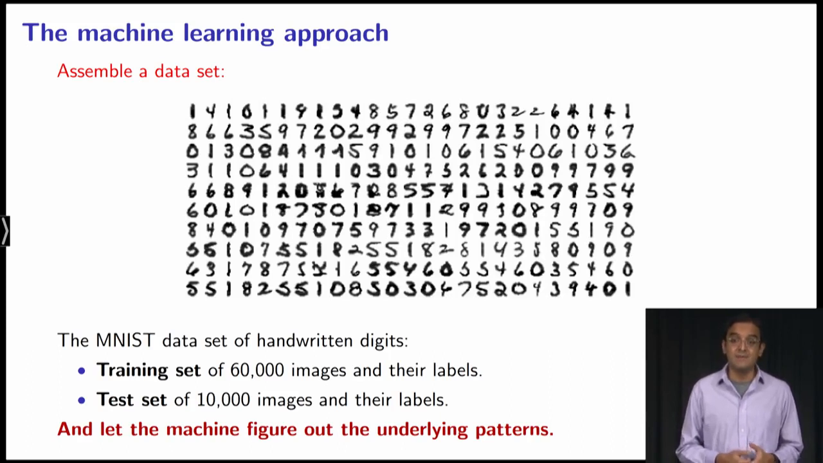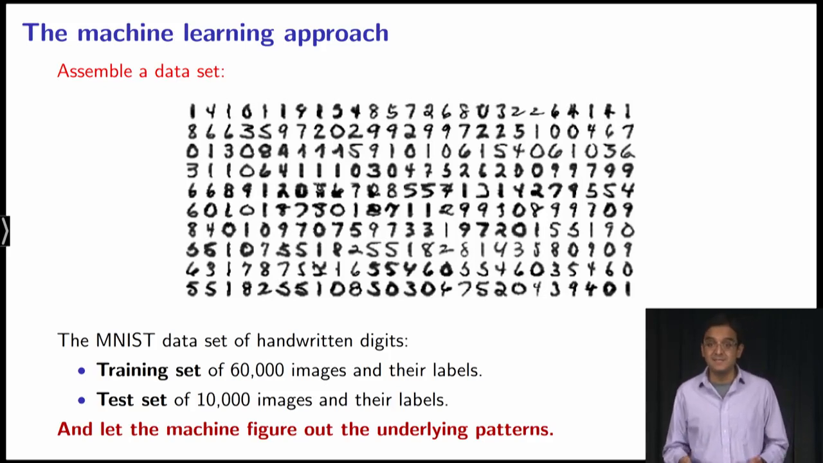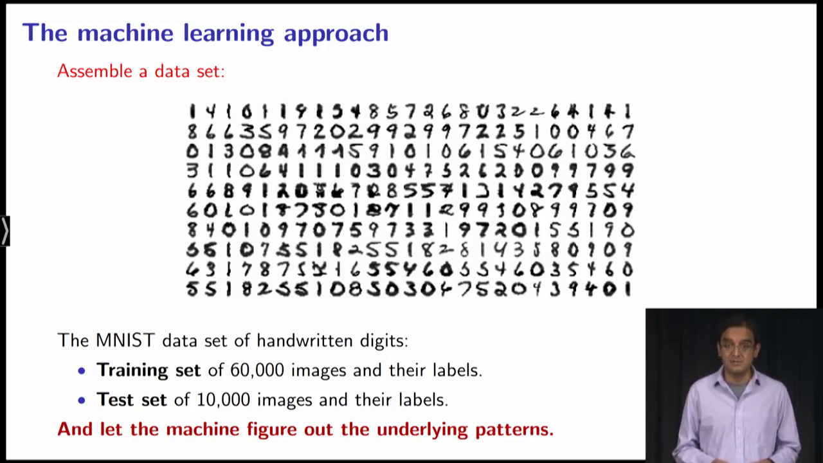It's called the MNIST data set. It has 60,000 images of handwritten digits, each labeled with the correct digit. And we can use this training set to learn a classifier, that is a function that takes an image and outputs what it thinks the correct digit is. Now, MNIST also contains a separate test set of an additional 10,000 images. We can use this test set to evaluate how good our classifier really is.